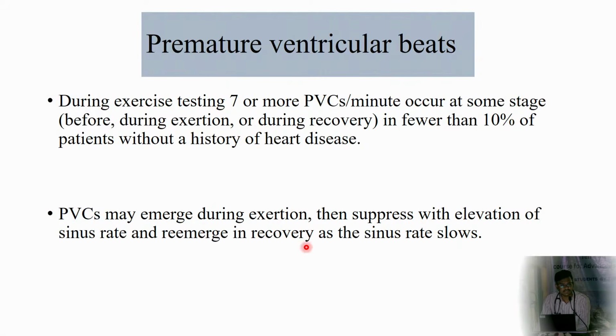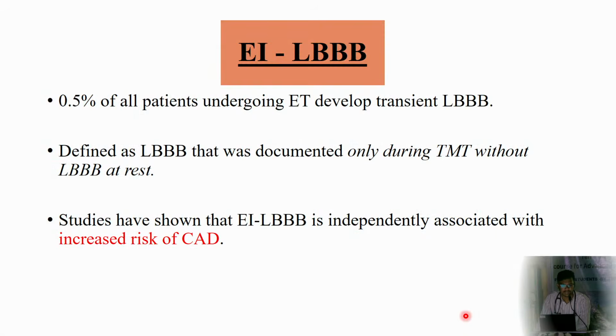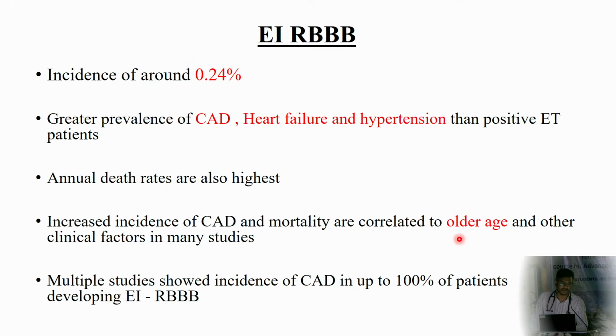Coming to the premature ventricular beats, during exercise testing, 7 or more PVCs per minute occur at some stage in normal individuals also. If the patient develops multifocal VPCs, then that is more suggestive of some sinister underlying etiology, and we need to do further testing. If the patient develops left bundle branch block, there is something called a rate-related bundle branch block. If the patient develops left bundle branch block at lower rates, such as less than or equal to 120 beats per minute, then it is suggestive of increased risk of coronary artery disease. So you have to look for bundle branch blocks also.